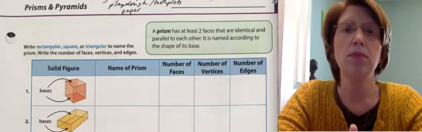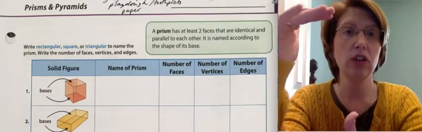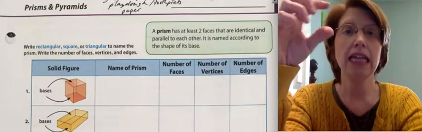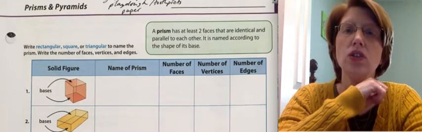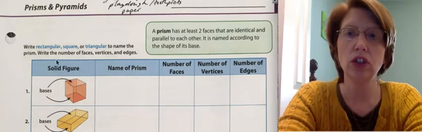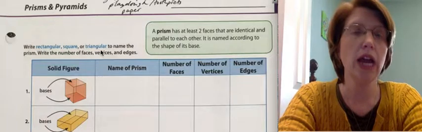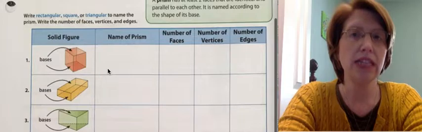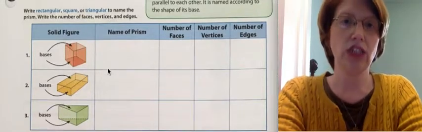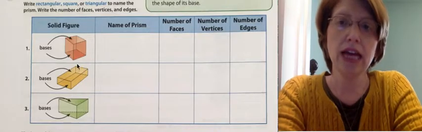Okay, so a prism has at least two faces that are identical and parallel, and then it is named according to what that shape is. So we are going to look first at rectangular, square, or triangular to name the prism. Write the number of faces and vertices and edges. Okay, so let's do this together.